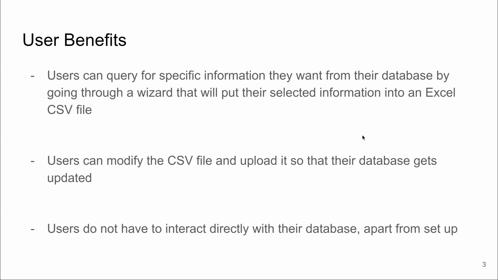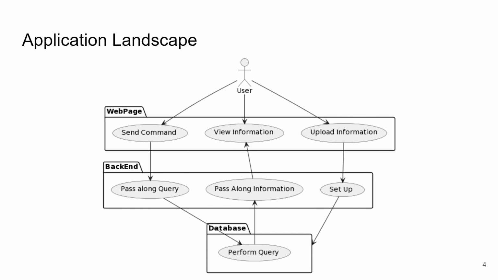The benefits is that the users don't have to directly interact with their database, as our database converts the data into a CSV file that is more familiar for the users. As for our application landscape, our application uses an n-tier landscape. We have our front-end web page and our back-end, with the database kind of acting as a third tier.